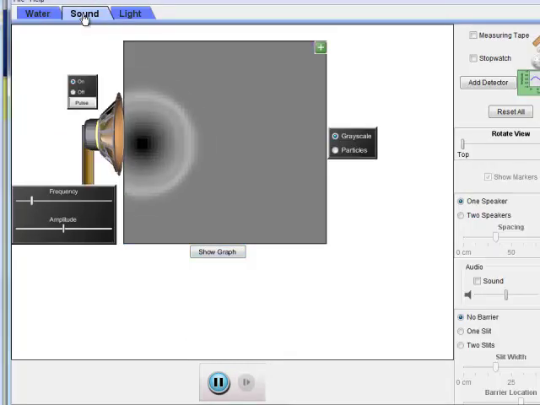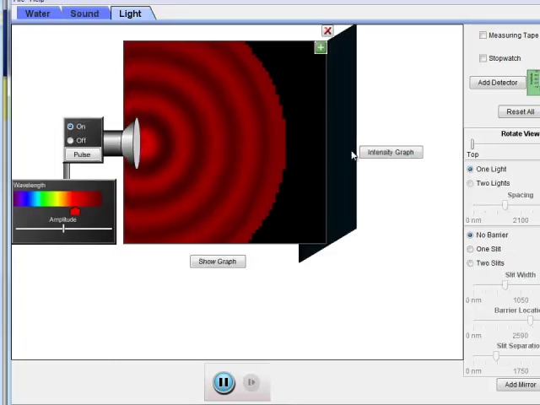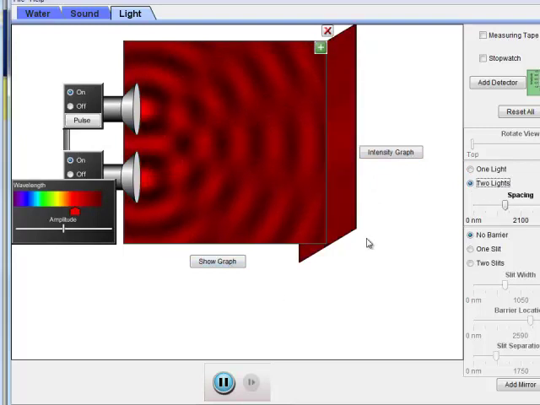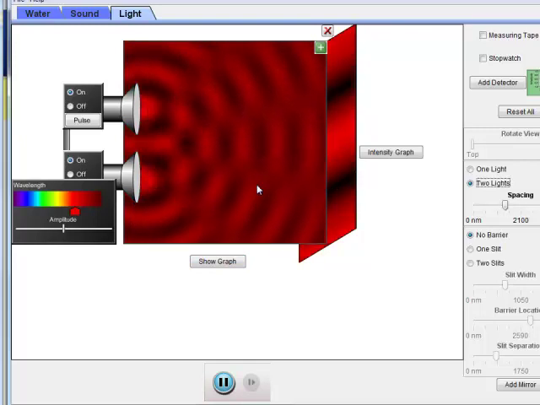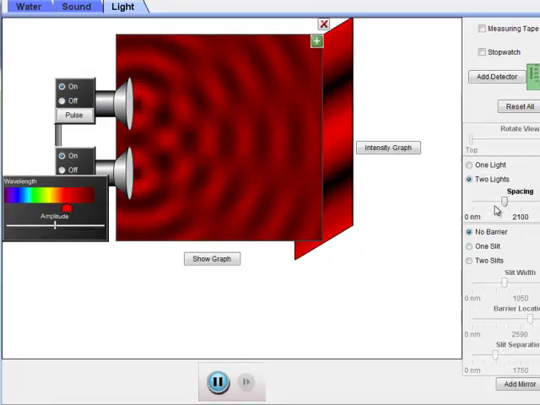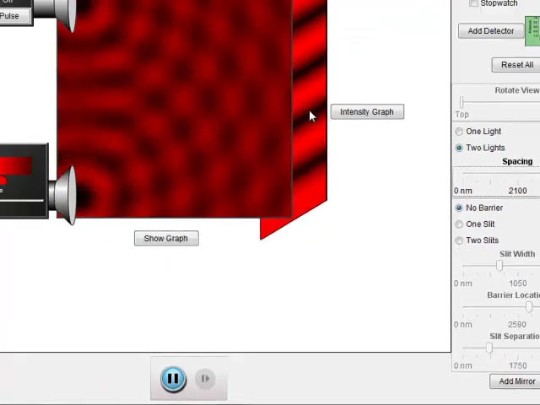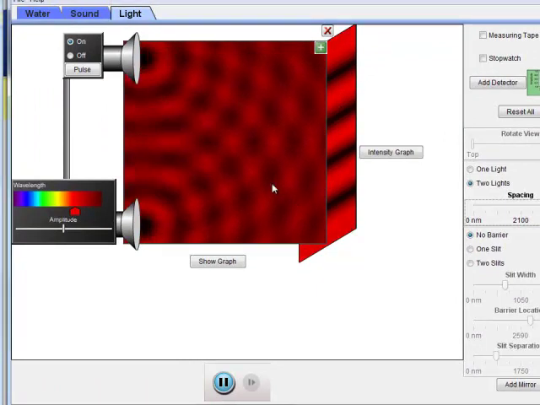Let's see, I don't think I want to show the sound here because I already did this. For the light, I'm going to show a screen and also two lights, and we can see the interference pattern here. So here's constructive interference and here's destructive interference. If I take the two and put them further apart, we see the interference pattern changes such that we get more of these. So we get more constructive and more destructive.